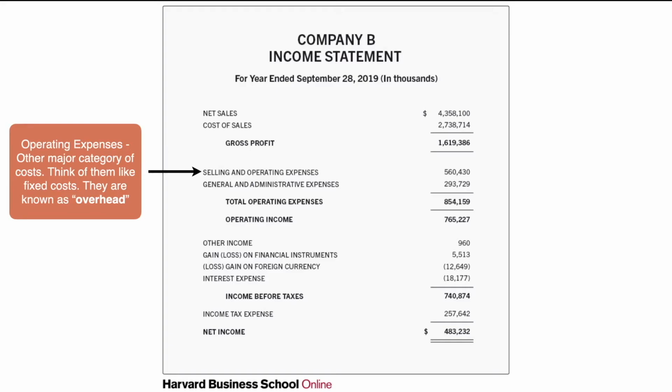Operating expenses are the other major category of costs. Think of them like fixed costs. They're also known as overhead. That might be a more common term that you're more familiar with.